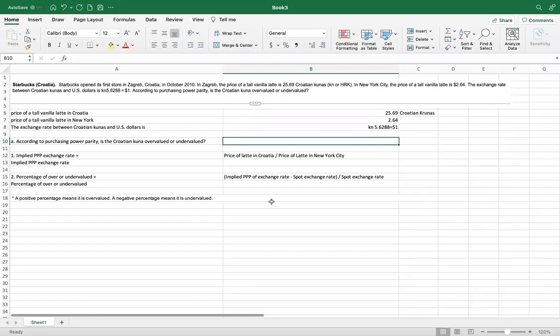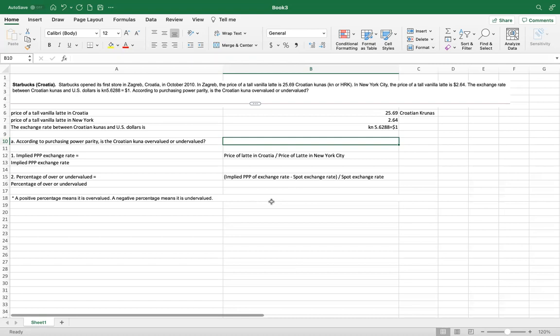Hi everyone. So for this lesson, we're going to determine whether a currency is overvalued or undervalued. So for this question, it says Starbucks opened its first store in Zagreb, Croatia in October 2010. In Zagreb, the price of the tall vanilla latte is 25.69 Croatian kunas. In New York City, the price of the tall vanilla latte is $2.64. The exchange rate between Croatian kunas and US dollars is 5.6288 kunas per dollar. So according to the purchasing power parity, is the Croatian kuna overvalued or undervalued?